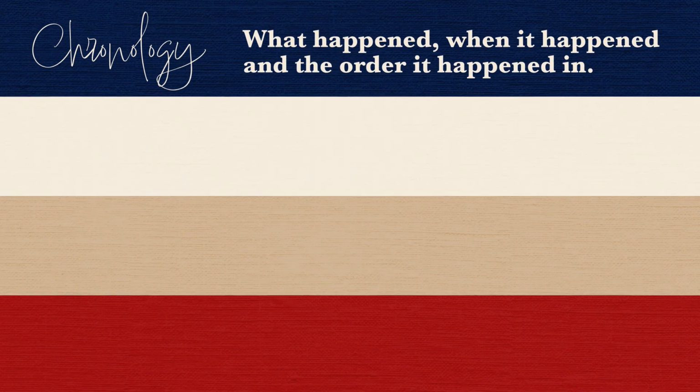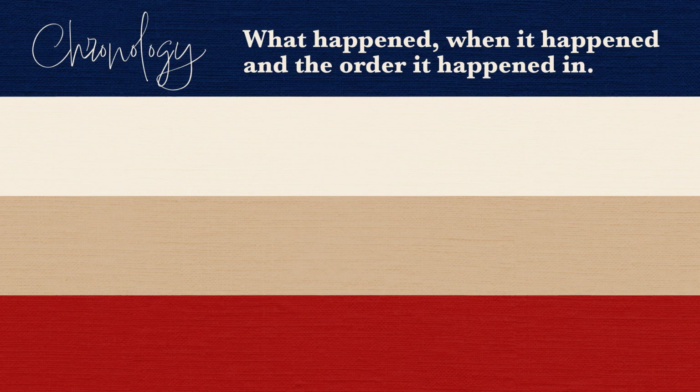When we learn about events like the French Revolution or the Russian Revolution, there are a few really important things that we need to understand so that we think like historians. First, we need to understand the chronology of events. In other words, what happened, when it happened, and the order it happened in.